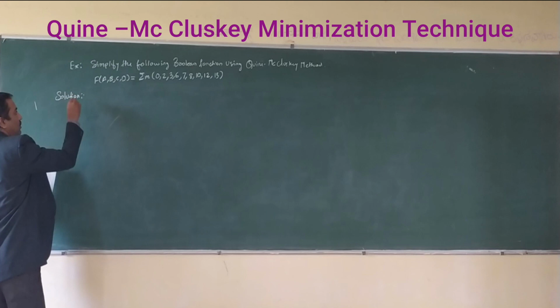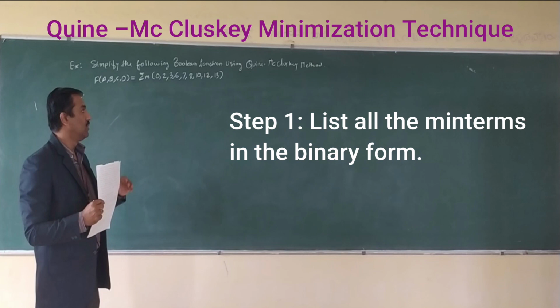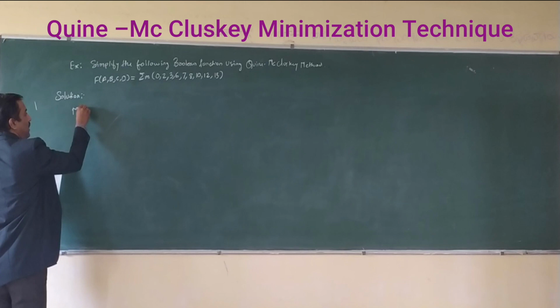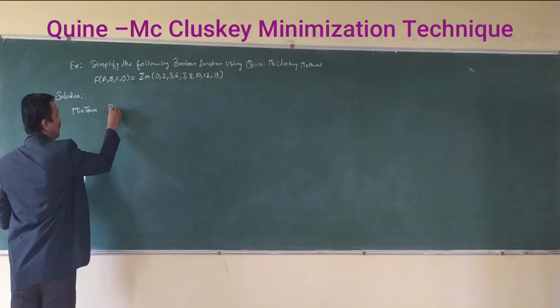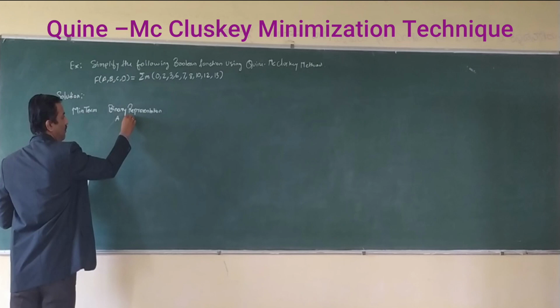So students, what does the first step say? The first step says that list all the min terms in the binary form. So you have to list all the min terms in the binary form. Okay. So this is step one. The min term and the binary representation A, B, C, D.